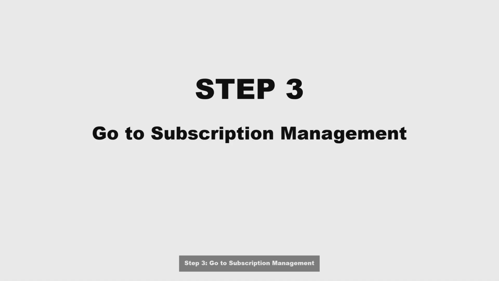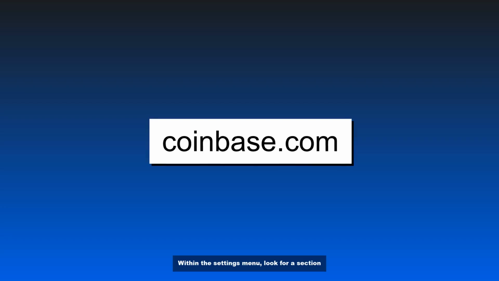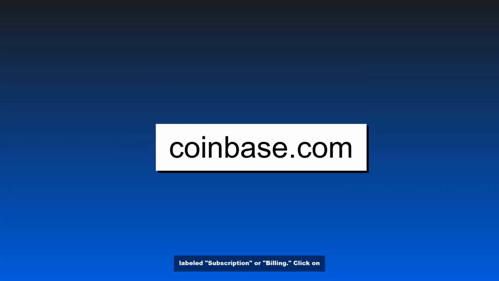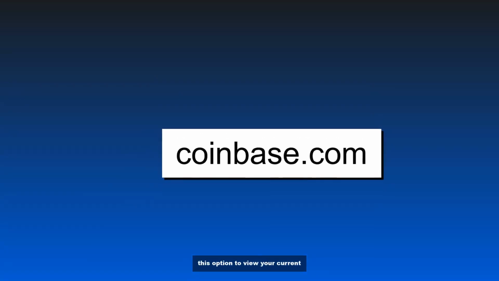Step 3. Go to Subscription Management. Within the Settings menu, look for a section labeled Subscription or Billing. Click on this option to view your current subscriptions and payment settings.